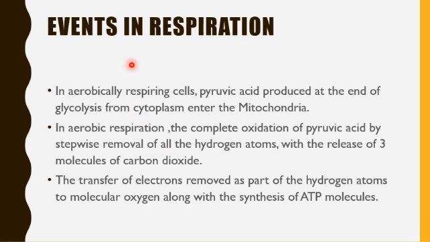The events in respiration: in aerobically respiring cells, pyruvic acid produced at the end of glycolysis in the cytoplasm enters the mitochondria. Now the site of aerobic respiration is the mitochondria. It initiates in the cytoplasm and is completed in the mitochondria. In aerobic respiration, complete oxidation of pyruvic acid takes place by stepwise removal of all the hydrogen atoms with the release of 3 molecules of carbon dioxide.